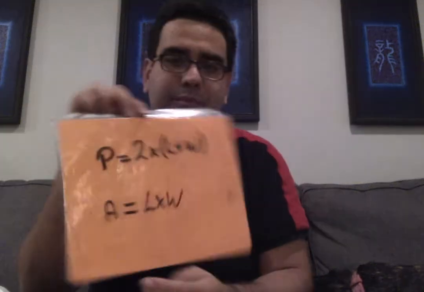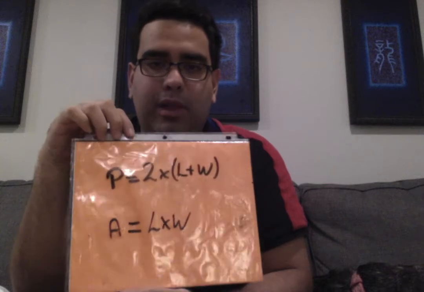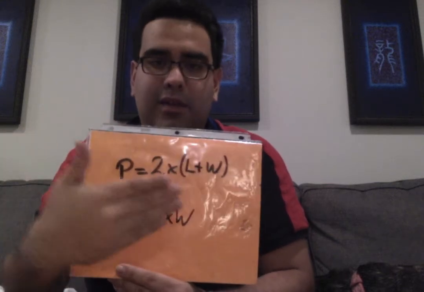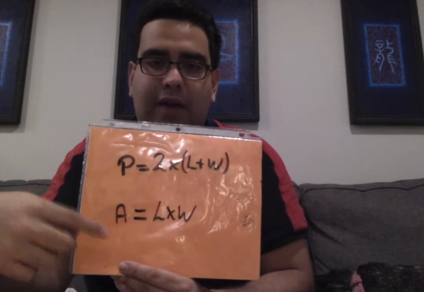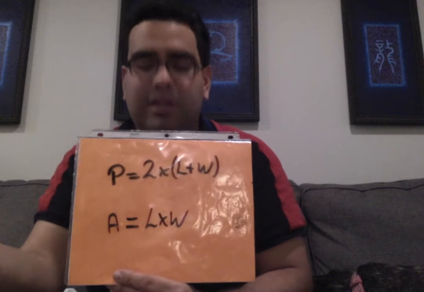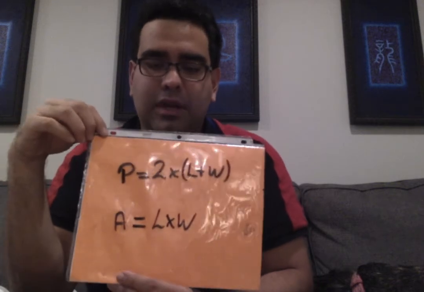On Friday, after talking a little bit with our students, we will be discussing the formulas for perimeter and area. This is where we will arrive to. Perimeter equals 2 times length plus width. Area equals length times width. All of these, of course, related to rectangles.